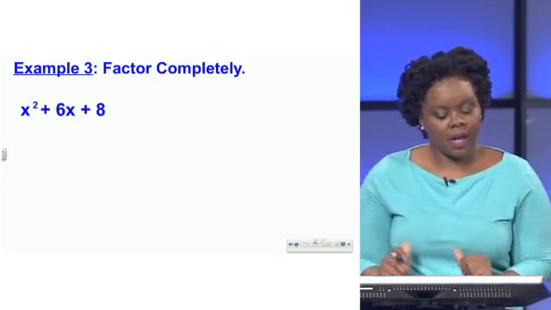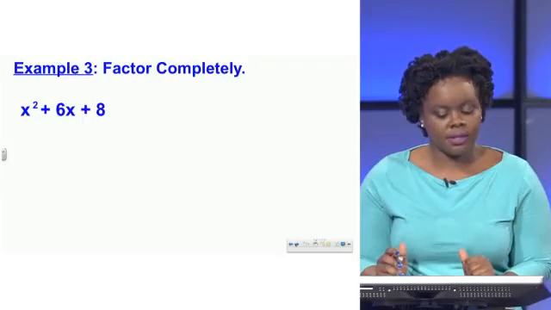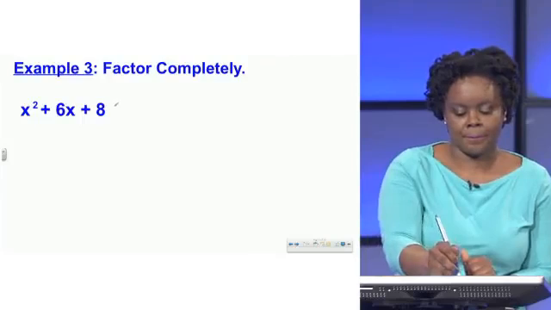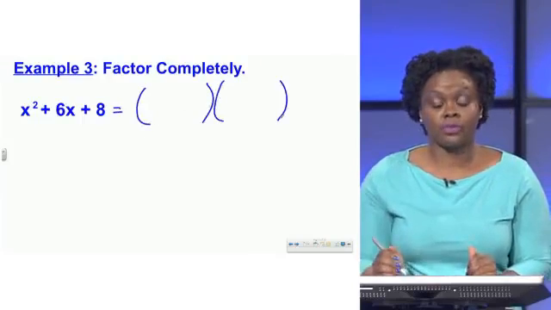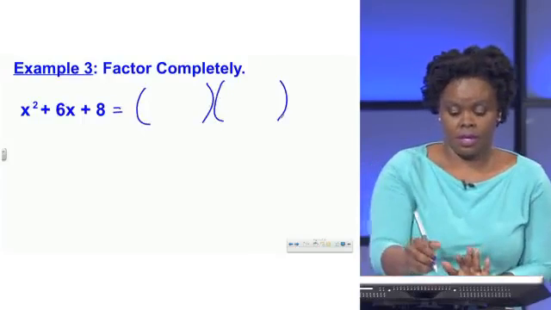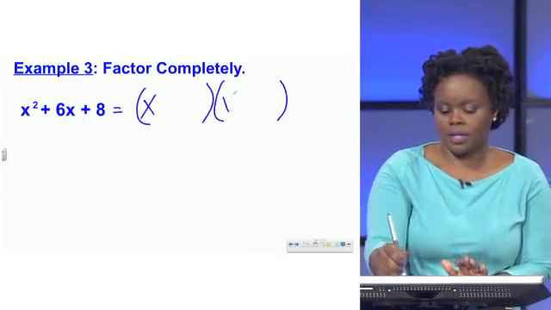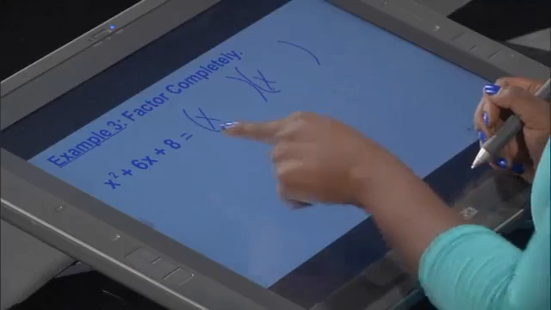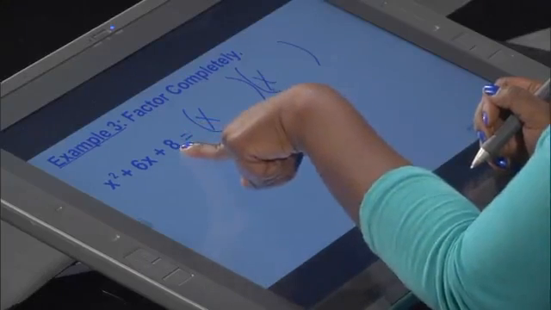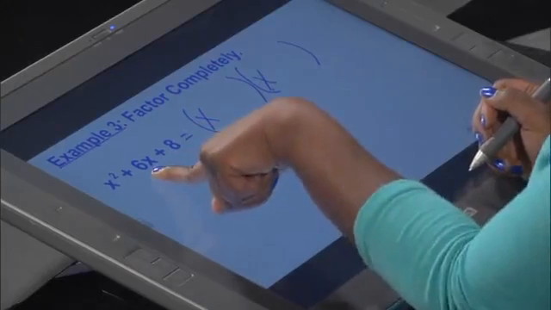Alrighty, so I need to factor completely. X squared plus 6x plus 8. So I know I have this to start with, and my answer is going to take that format, and I know it's going to have an x and an x out front. Now I'm at the point where I need to figure out what numbers would multiply to give me 8, but when I combine them, I get 6.